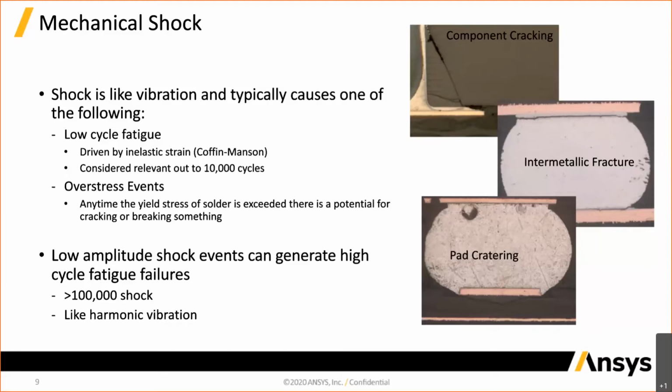If you see cracks along the intermetallic, the brittle intermetallic layer between the solder joint and the pad, that's another indication of an overstress event. And of course, if the parts are cracked, that is an overstress in line with a shock event.